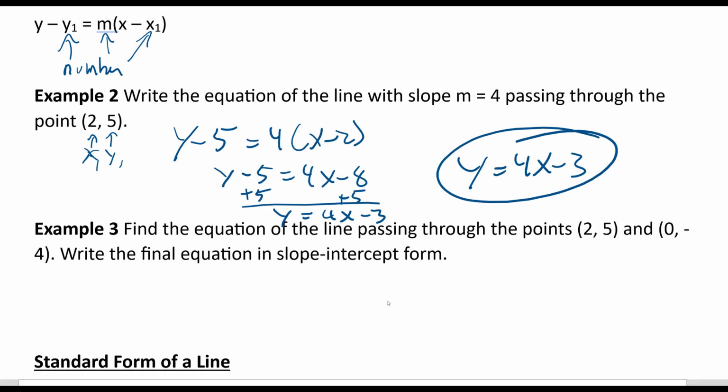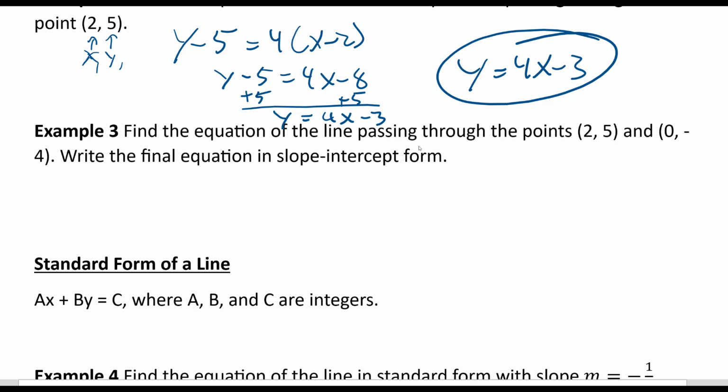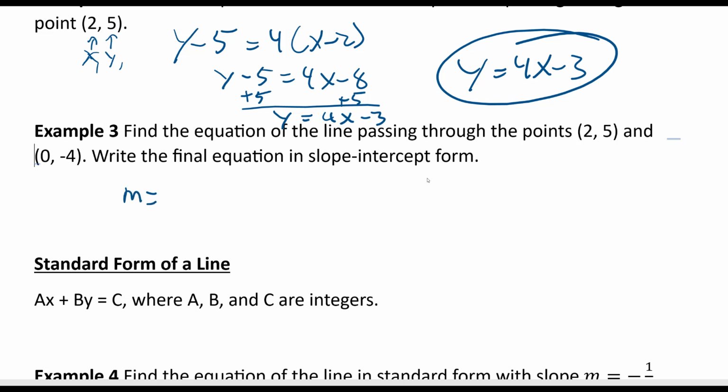Let's go on to the next one. Find the equation of the line passing through the points (2, 5) and (0, -4). Write the final equation in slope-intercept form. So let's find the slope first. I'll do 5 minus -4 over 2 minus 0. So I get 9 over 2.